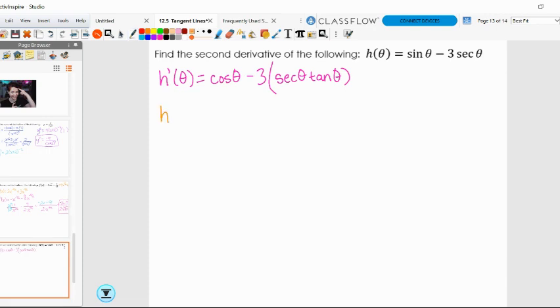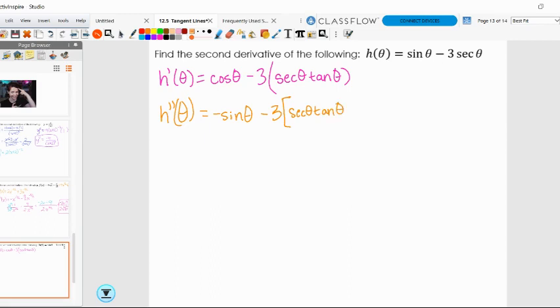But when we go to take the second derivative, h double prime of theta, it's still going to be a sum or difference. We've got the derivative of the first. The derivative of cosine theta is negative sine theta. And it's going to be minus 3 times, and this time we are going to need that parentheses. Now inside the parentheses, secant theta tangent theta is a product. So we're going to have to use our product rule here. So let's go. Derivative of secant is secant tangent. So that's going to be secant theta tangent theta.